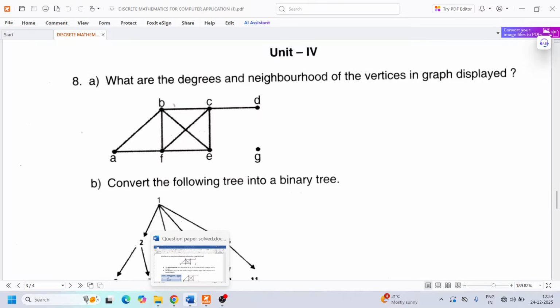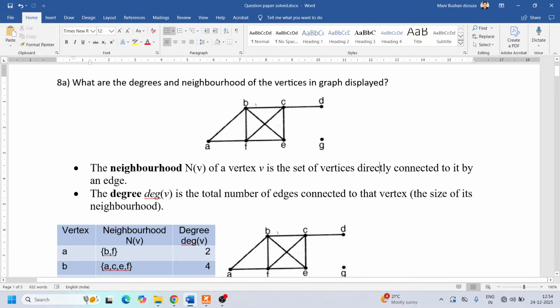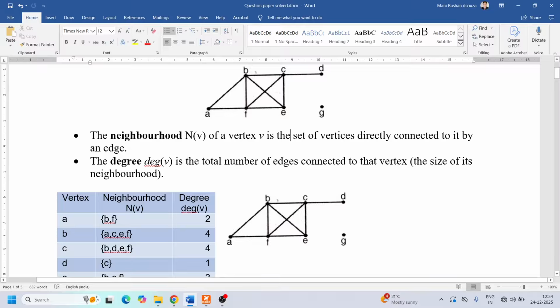So I will switch to the Microsoft Word over here. So this is the question that was given. We are supposed to find the degrees and the neighborhood of all the vertices which are shown in this graph. A quick recall of what is neighborhood and what is the degree. Neighborhood N(V) of a vertex V is the set of vertices that are directly connected by its edge.